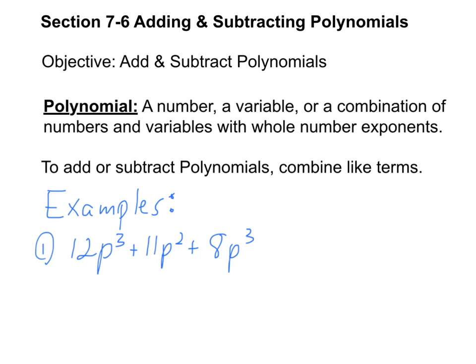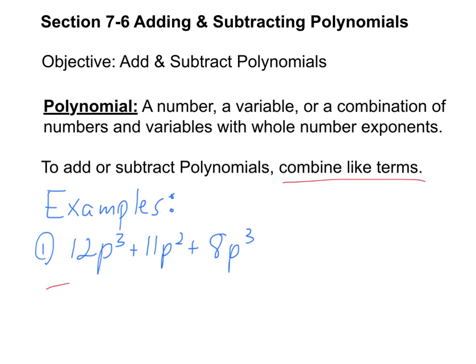A polynomial is a number, variable, or a combination of numbers and variables with whole number exponents. To add or subtract polynomials, we must first combine like terms. So a polynomial, guys, is a number or variable or a combination of numbers and variables with a whole number exponent.